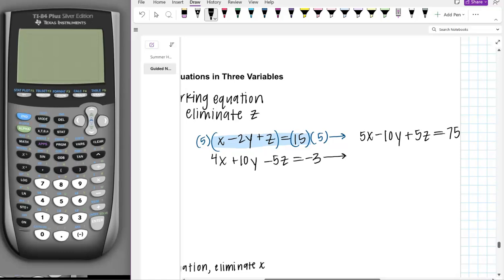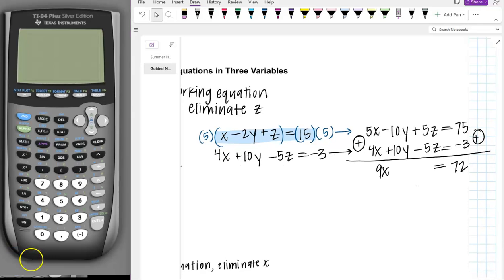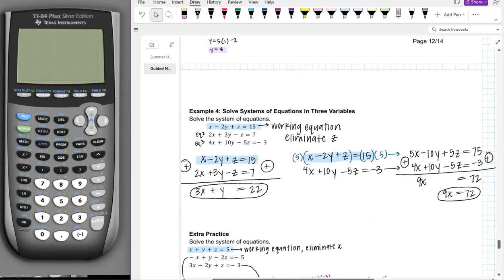Bring over your other equation. And now I can add them together. I noticed also the y's are going to eliminate as well, but that's okay. So I have 9x equals 72. Let's go ahead and squish this together. It's 9x equals 72. Usually, this other equation will have the same variables as what you had before, so it would have had x and y in it. This just happened to eliminate y as well.